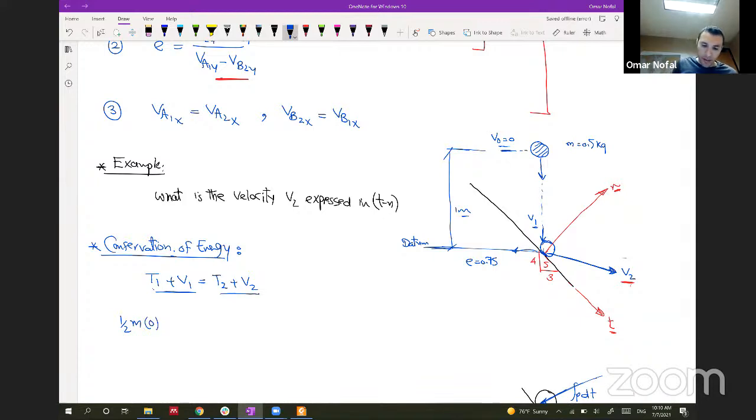So actually, to avoid confusing you, let's make these nodes, and this will be 1, because this will be position node, this will be position 1, and this will be position 2. So the V node is equal to 0. And if we have this as a datum, and our body is above the datum by 1 meter, the potential energy will be mgh, so m g, and h is equal to positive 1 meter.